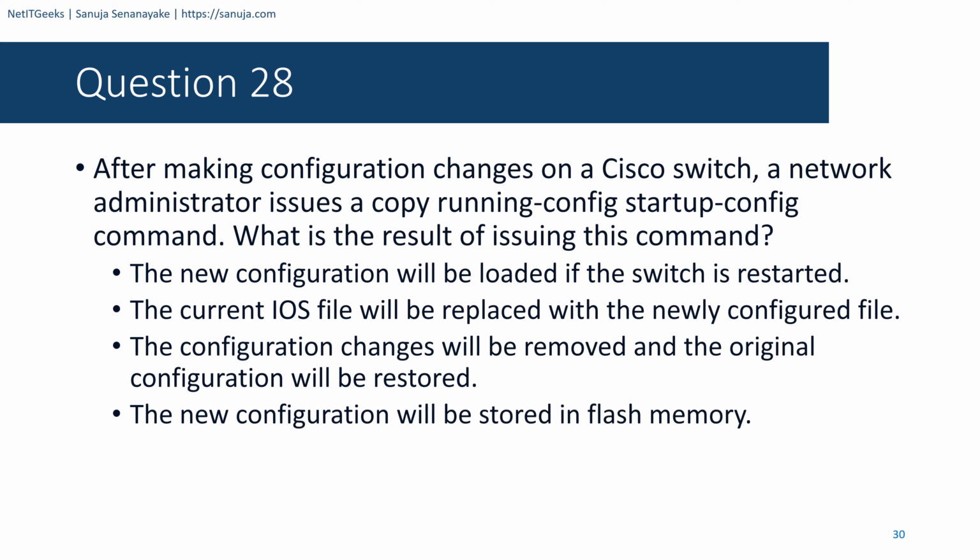Question number 28. After making configuration changes on a Cisco switch, a network administrator uses a copy running-config startup-config command. What is the result of issuing this command? The network configuration will be loaded if the switch is restarted. The current IOS file will be replaced with a new configuration file. The configuration changes will be removed and the original configuration will be restored. The configuration will be stored in flash memory.